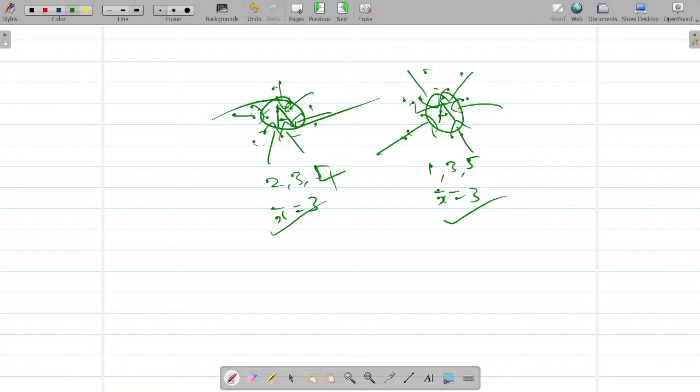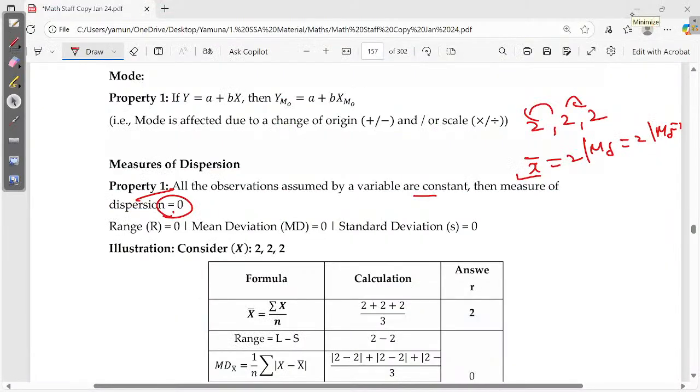So we'll go for checking the dispersion, deviation. Deviation is how far the values are getting deviated. All the values are 2, which means there's no deviation at all. Which means if all the observations are seen as a variable of constant, the measure of dispersion will be 0. So range will be 0.